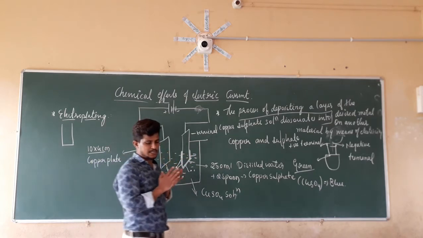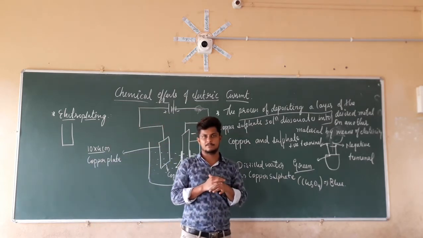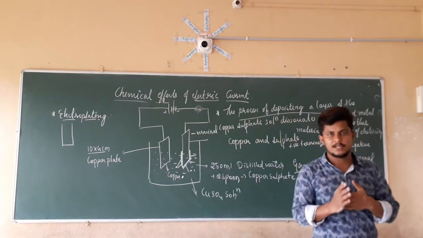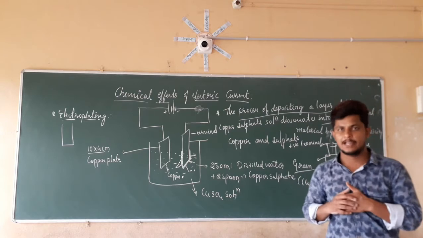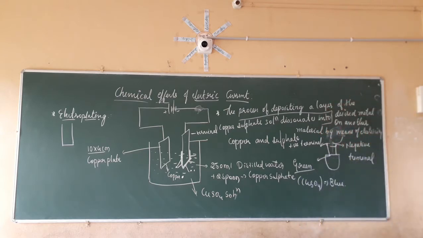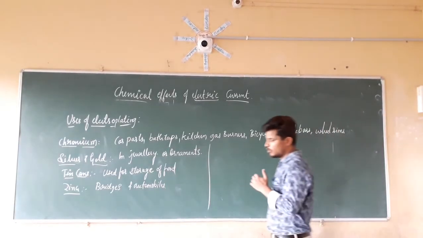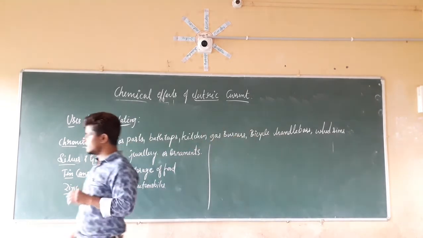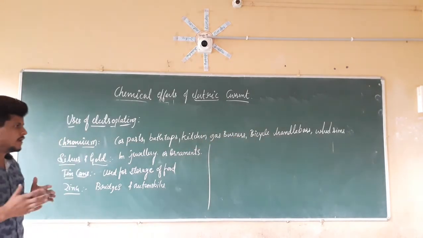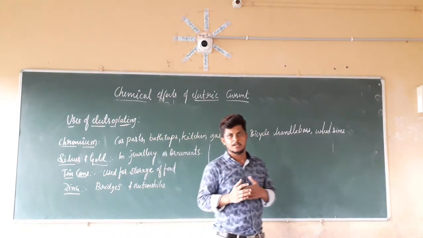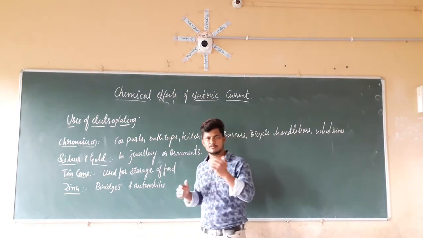So this is about electroplating. Next we are going to discuss where we are going to use electroplating and for what purpose. I hope everything is clear about electroplating. So where are we going to use electroplating? How are we going to do the electroplating? Now, by seeing some examples, we are going to see.